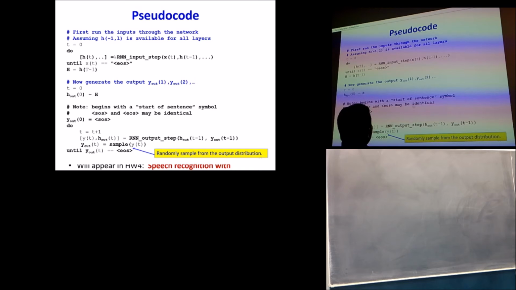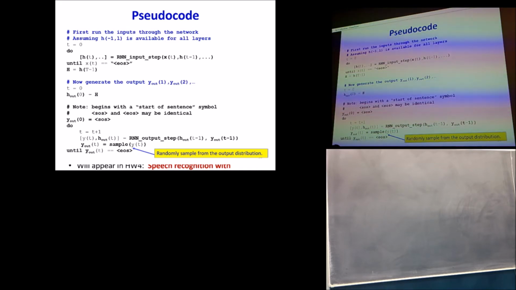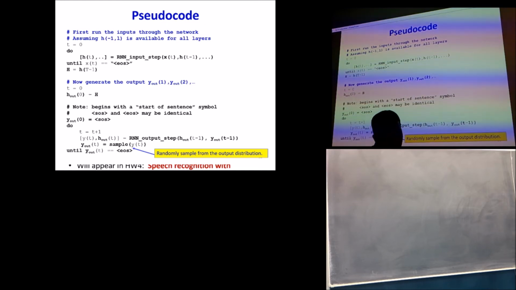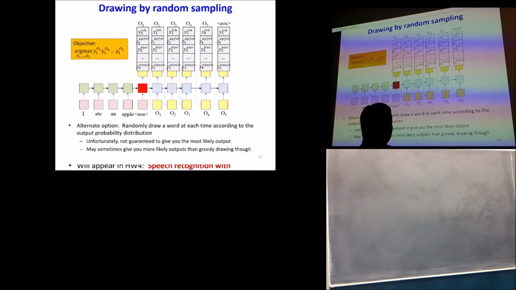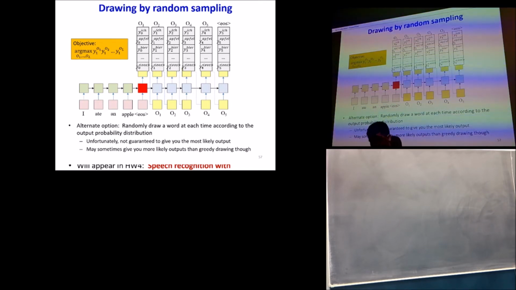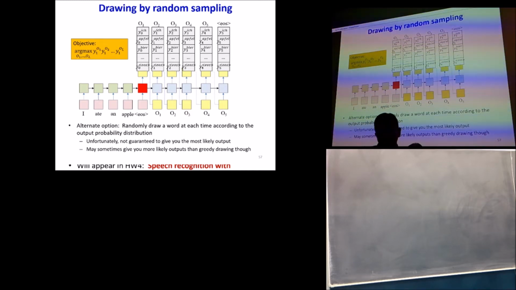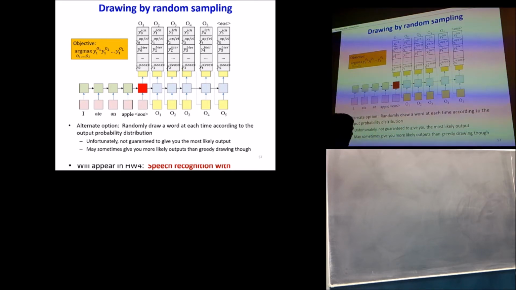Now, if you just use this random sampling, here's what the pseudocode is going to look like. At each time, it's going to output a probability distribution from which you randomly sample the next word. In fact, it can so happen that when you randomly sample words in this manner, you might actually end up with an overall word sequence that's more likely than if you simply pick the most likely word at each time. Nevertheless, it's still not guaranteed to give you the most likely output sequence.